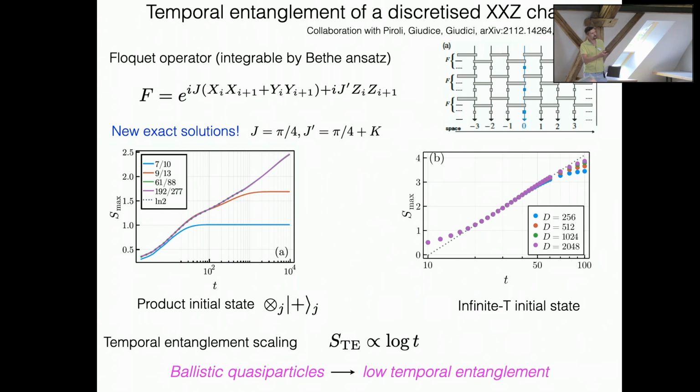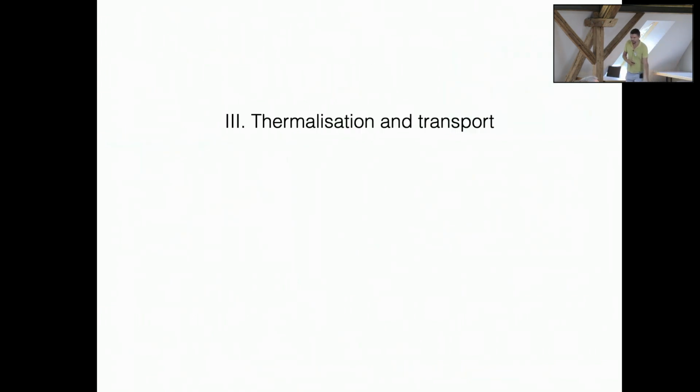And overall, this is rather intuitive. So you expect that if you have ballistic quasiparticles in your model, temporal entanglement would be low, because simply, you know, your system interacts with a quasiparticle, then it flies off, right? It never comes back. So this is quite intuitive.